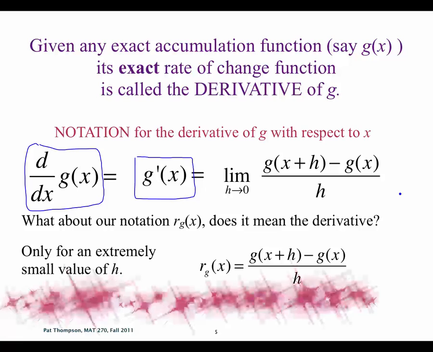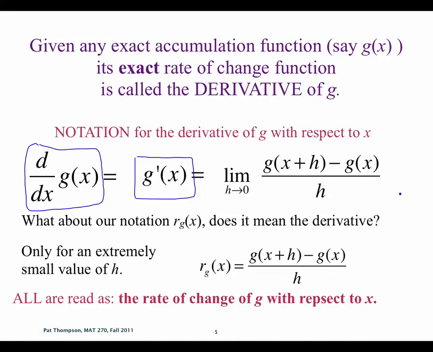But all of those, whether it's our rate of change function r or the derivative, are read as the rate of change of g with respect to x. Okay? So we're going to practice that as much as we can, because that's what it is. Even though it is the derivative, and this could be said g prime, we're going to avoid that as much as we can and keep practicing. The idea is it's the exact rate of change of g with respect to x. Any questions?